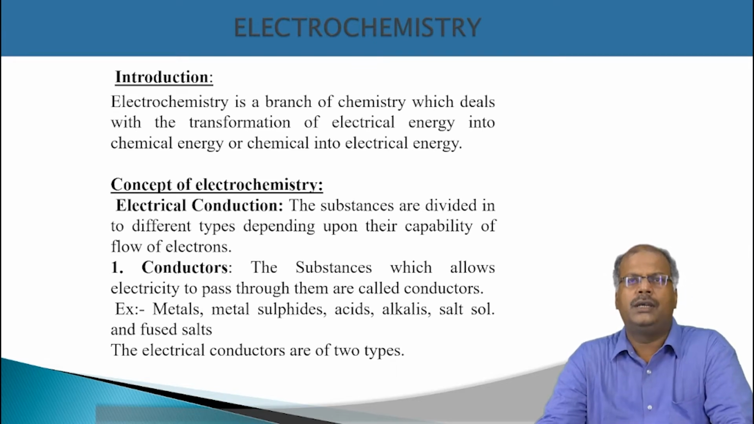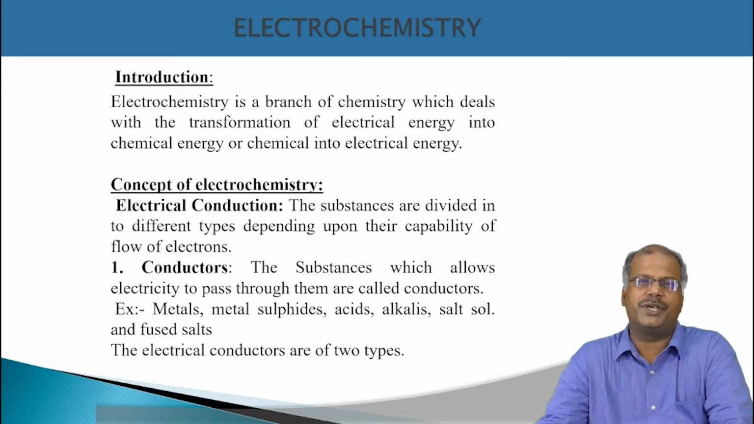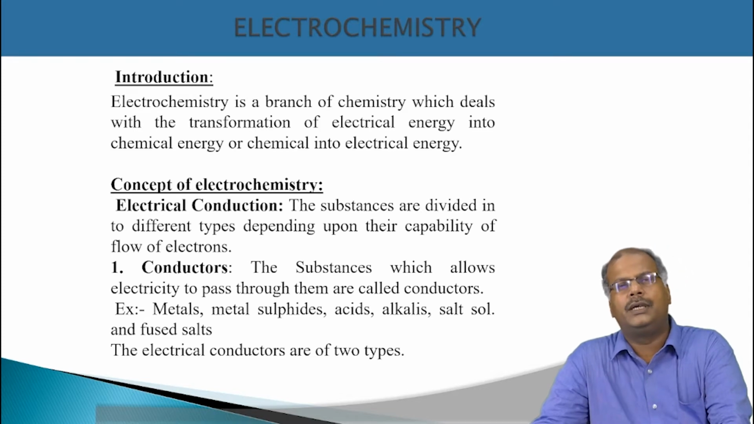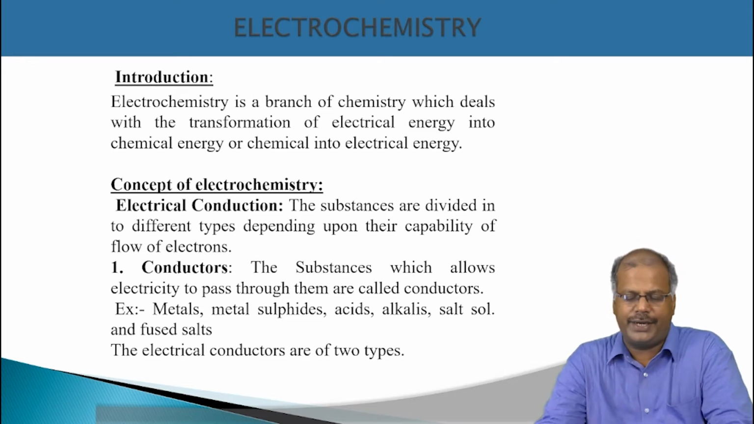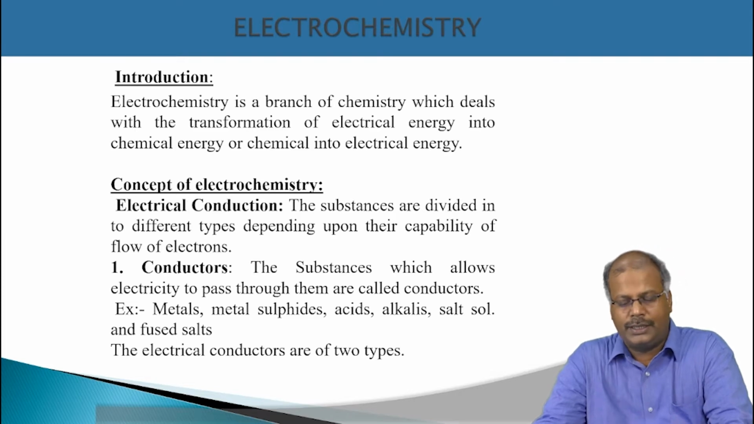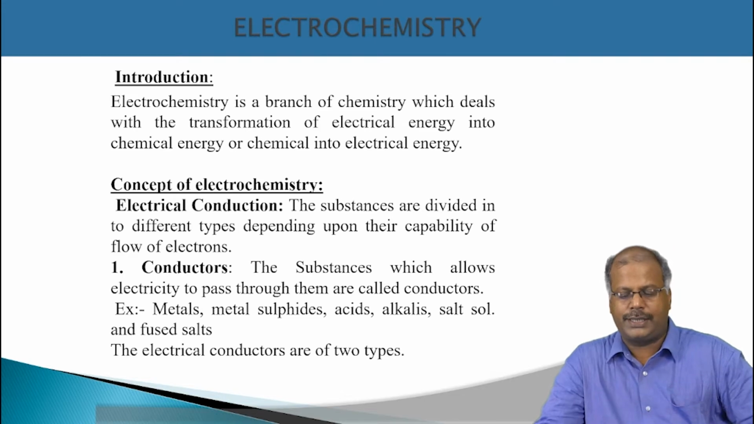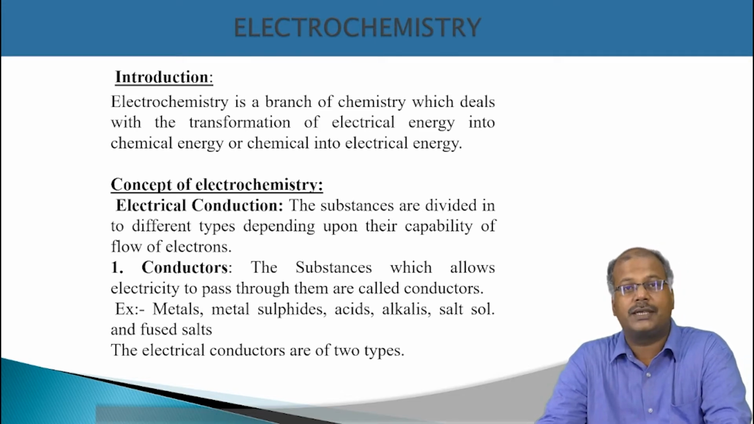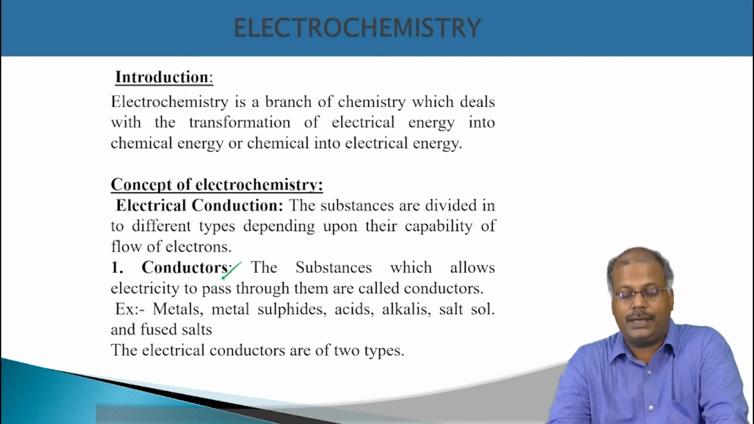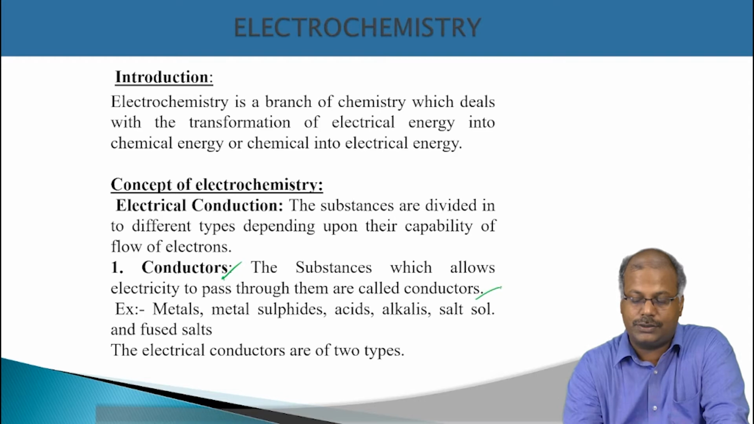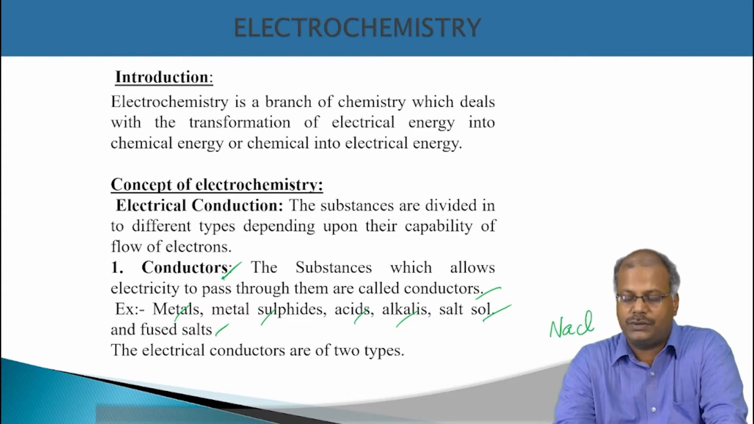First we will see the categorization of substances based on their capability of conducting electrons, that is, electrical conduction. The substances are divided into different types depending on the capability of flow of electrons. The first type is the conductors. The substances which allow electricity to pass through them are called conductors. There are several examples, normally metals, metal sulfides, acids, alkalis, fused salts, and salt solutions. Fused salt means NaCl fused salt; NaCl in the form of fused salt will conduct electricity.